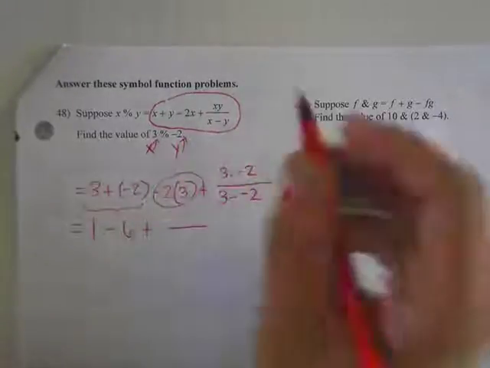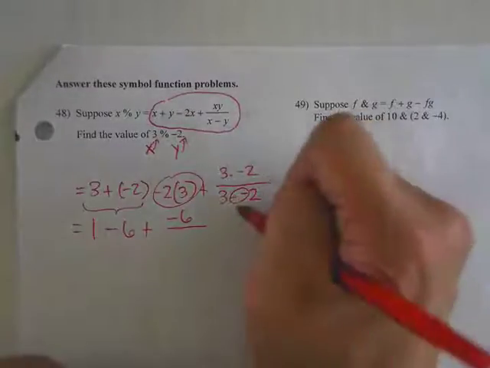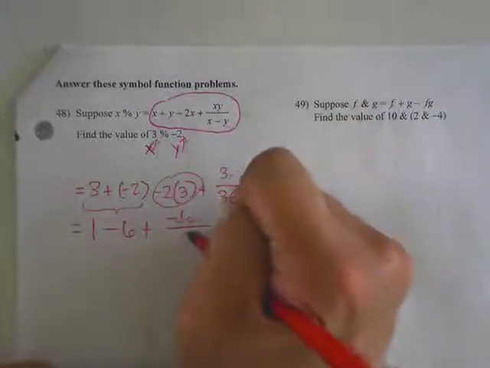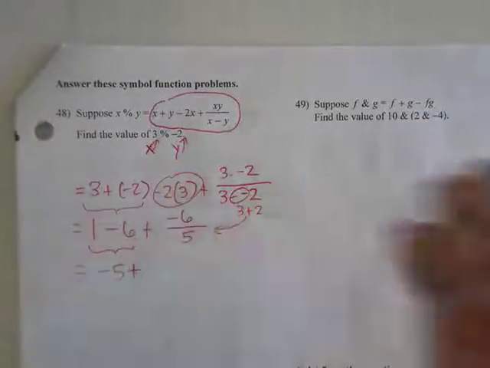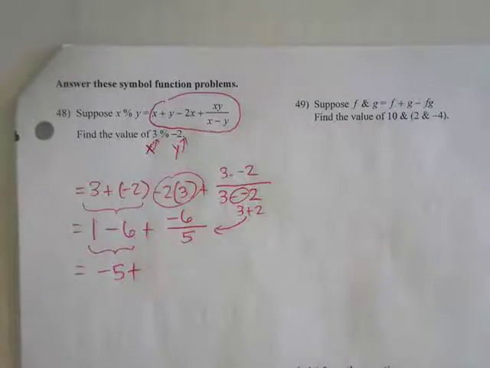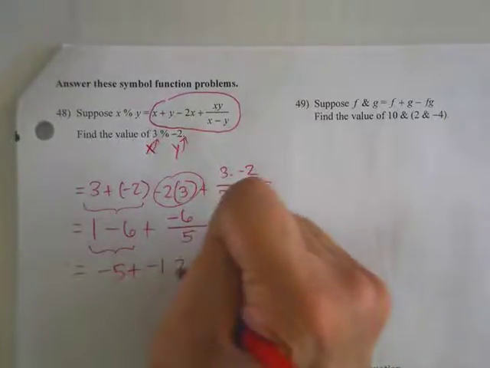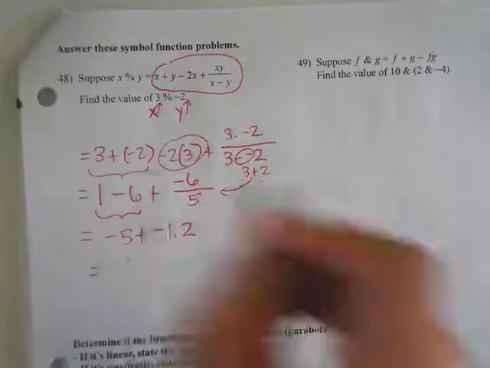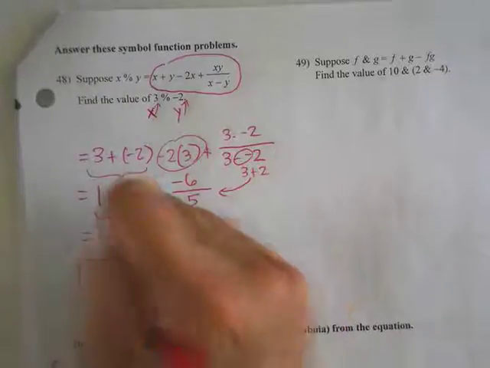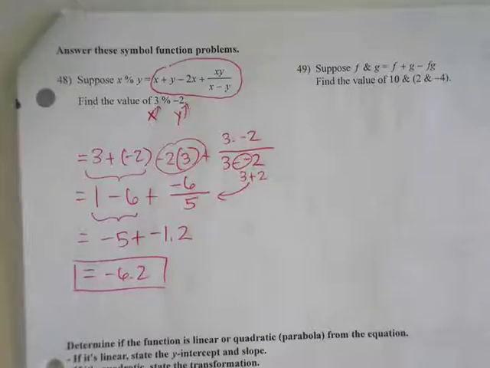Let's do the fraction. On the top is negative 6. 3 minus negative 2 becomes positive, so that's a 5. Okay, 1 minus 6 is negative 5. We do allow decimals here, so if you are going to do decimals, we're going to go plus negative 1.2. That's negative 6 divided by 5. And then after this will be negative 6.2 if you add up the two negatives together. So we are expecting these two problems to have numerical answers.